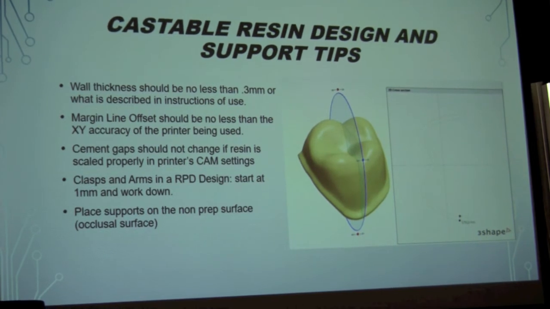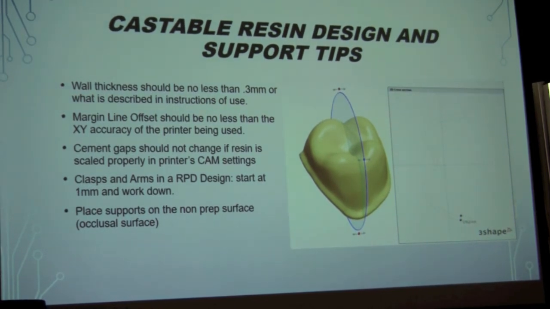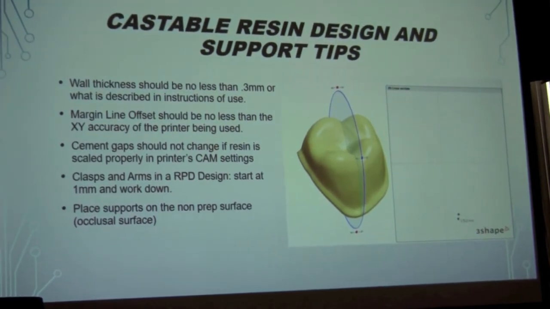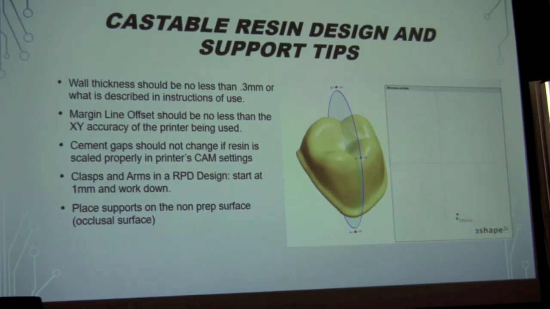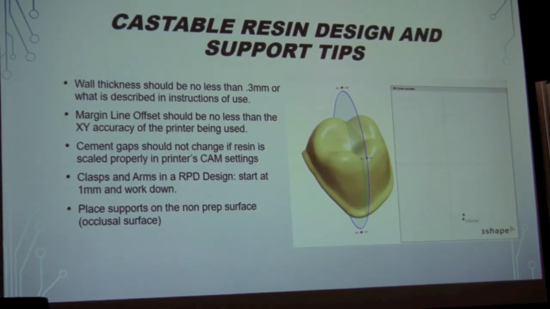So, castable resin design tips. If you guys are doing any castables, you don't want to go with a wall thickness less than 0.3 millimeters, or what is described in the instructions of use. If it's a great resin manufacturer, they will have design settings almost listed for you.